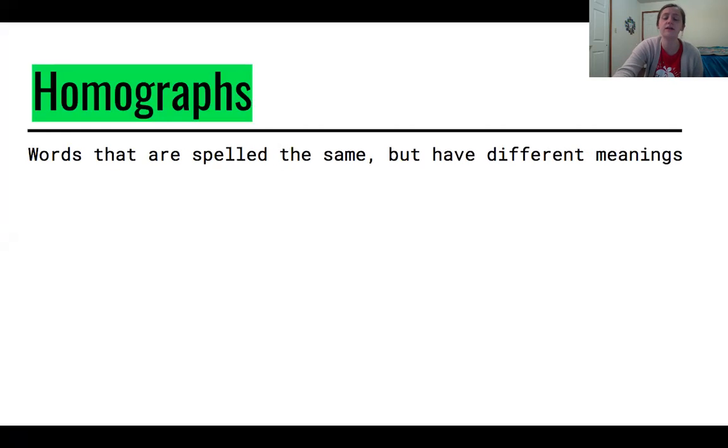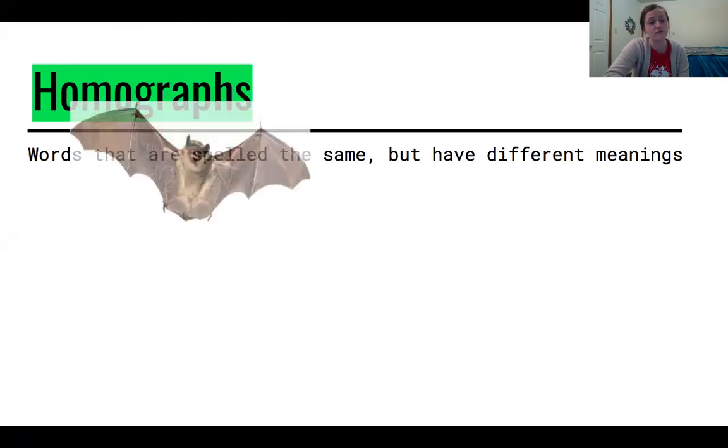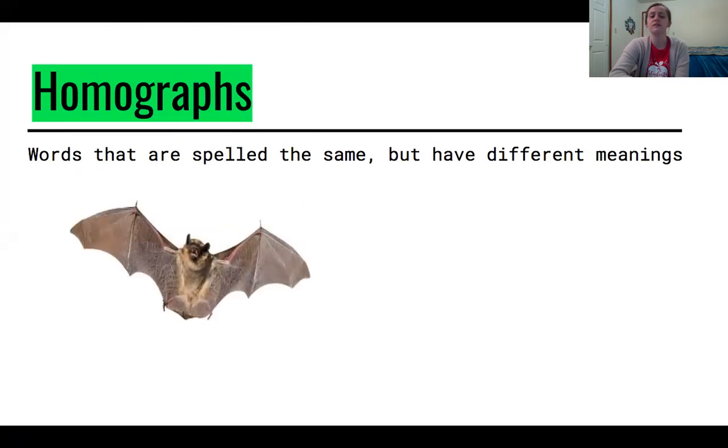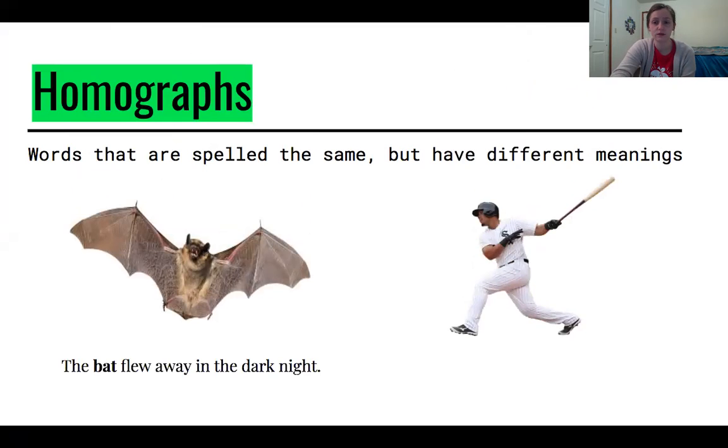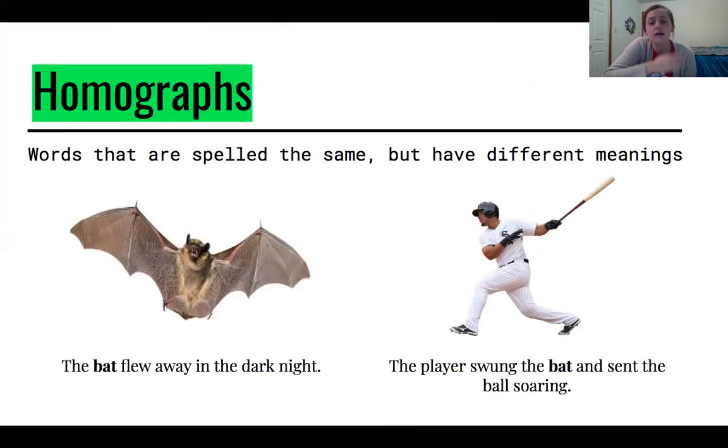Like I just said, homographs are those words that are spelled the same but have different meanings. So I'm going to give us an example. I'm going to use the word bat. We have one type of bat, that's this furry little flying creature. A sentence for that might be, the bat flew away in the dark night. Then we can have a different type of bat, a baseball bat, right? An example sentence for that would be, the player swung the bat and sent the ball soaring.